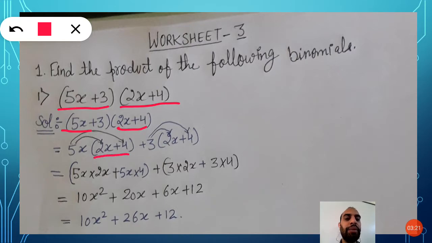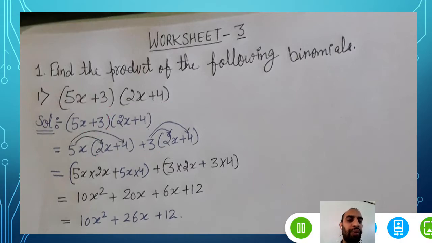Then take the second term with sign. So it is plus sign here, plus 3. So take plus 3 as such. And then after that write again the first bracket similarly, that is 2x plus 4. So what is the next step after this? After reaching this point, our next task is to multiply. But how to multiply? That is very important.